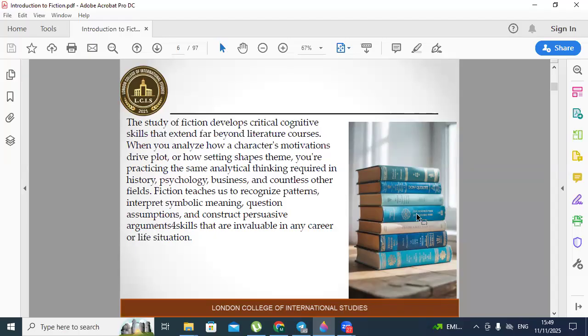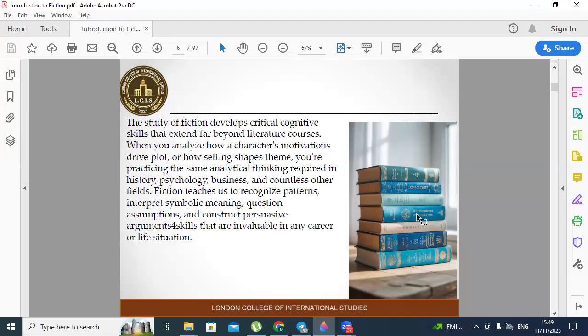When you question authorial assumptions, you're developing critical thinking. When you construct arguments about them, you're building persuasive communication skills. These aren't soft skills; they're essential competencies in history, psychology, business, law, medicine, and countless other fields.